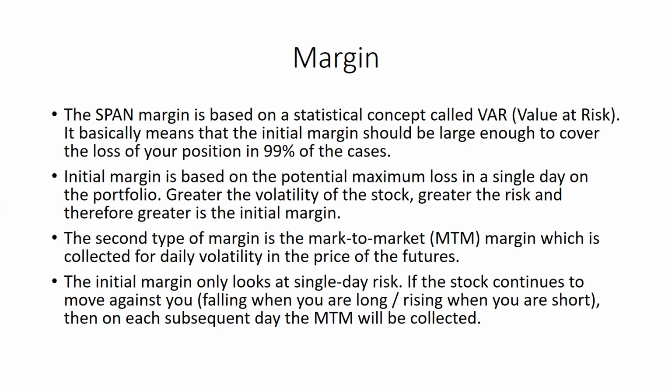This is span margin, and for exposure margin, it will be 2% for stock futures and 3.5% for index futures. And this initial margin is based on the potential maximum loss in a single day on the portfolio. Greater the volatility of the stock, greater the risk, and therefore greater is the initial margin.